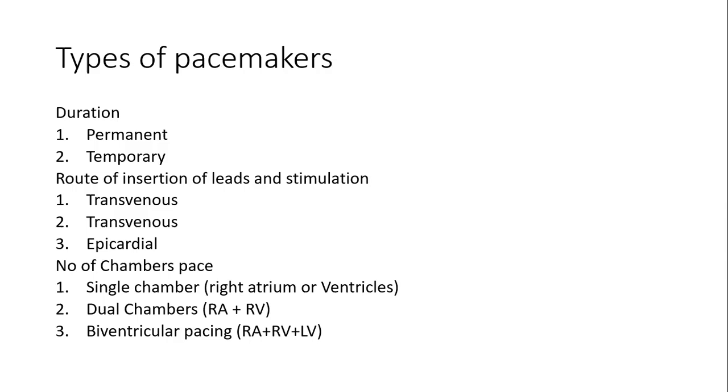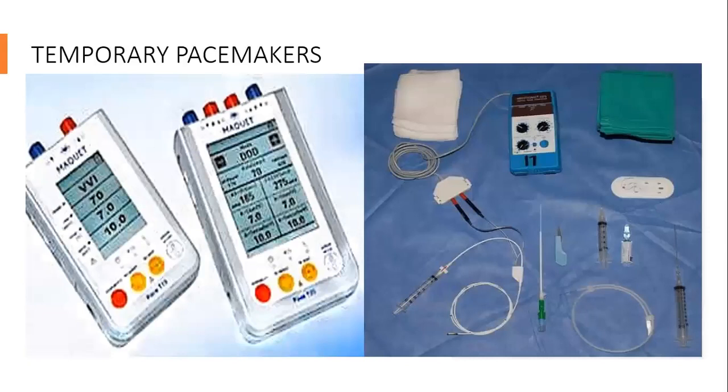A single chamber pacemaker is used to pace either the atrium or only the ventricle. It can be classified as dual chamber if the right atrium and the right ventricle are paced using the same pacemaker. Pacemaker can also be biventricular. That is when the right atrium, the right ventricle, and the left ventricle are paced at the same time using the same pacemaker. And this is obtainable in cardiac resynchronization. So these are the types and examples of the pacemakers. So to the left of your screen, you will see a different temporary pacemaker device.